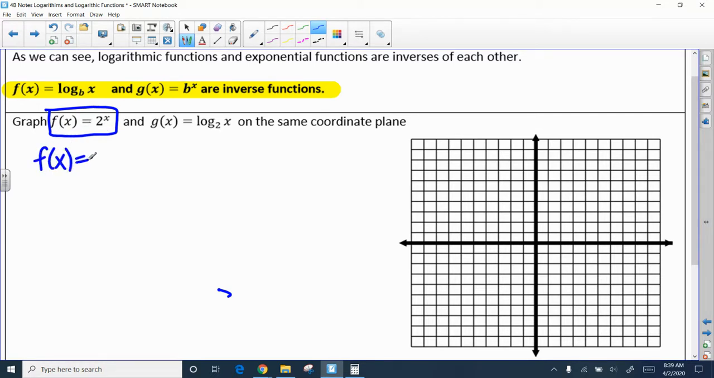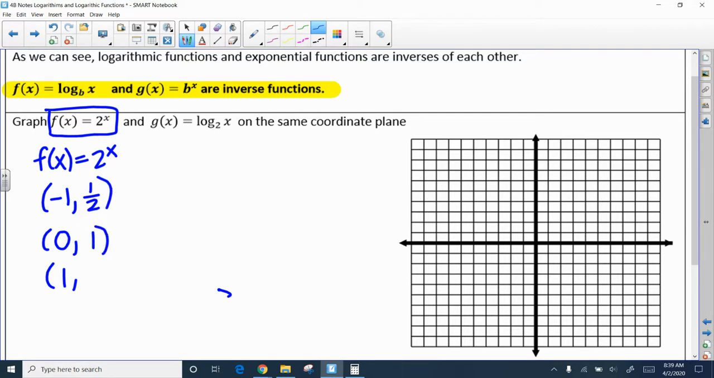So f of x equals 2 to the x power. This one is easy just to plug in values of x. So I'm going to use -1, 0, and 1 for my x values. We're just picking those. And when we plug them in, the first point would be 2 to the -1 power. And remember, a negative exponent is a fraction, so that would be 1/2. Next, I'd plug in a 0, so 2 to the 0 power is 1.